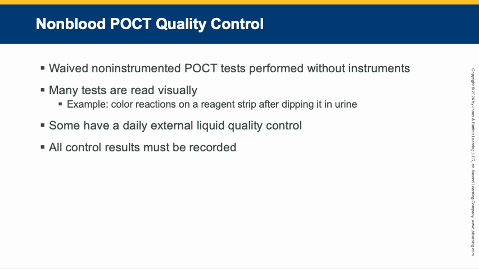So these visually read tests, a good example of this is you don't have an instrument, but your patient, say they collect a urine, then you can do these dipsticks, we call it. You dip this into the urine, you take it out, and you lay it down on a sterilized sheet of paper that is specifically for that.